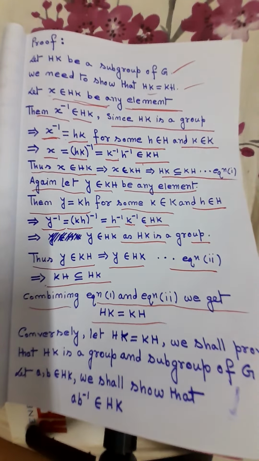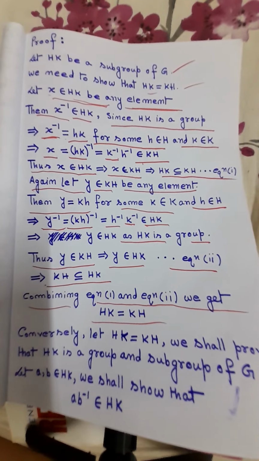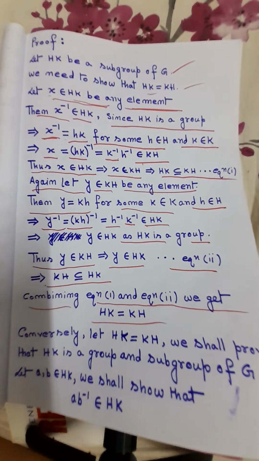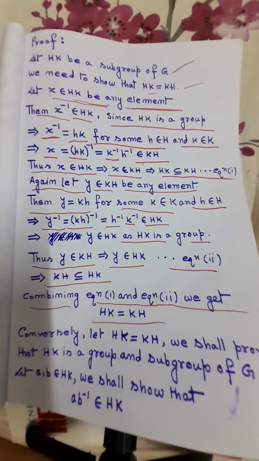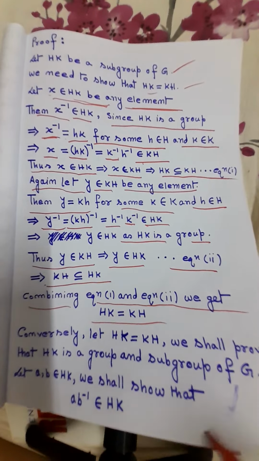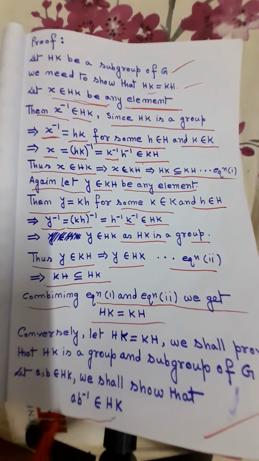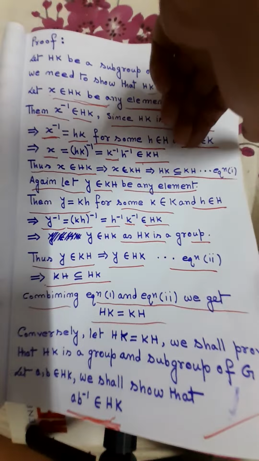Conversely, let HK equal to KH. We shall prove that HK is a group and a subgroup of G. Let a, b belongs to HK. We shall show that ab inverse belongs to HK. If we prove that, then we know that this is a property of a subgroup. So if we satisfy this, then HK is a subgroup. Correct?